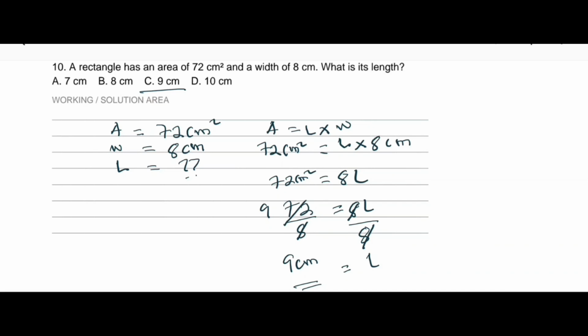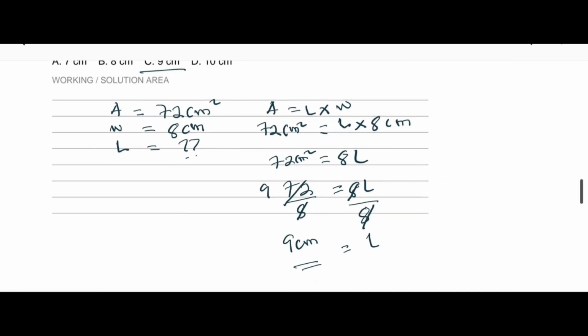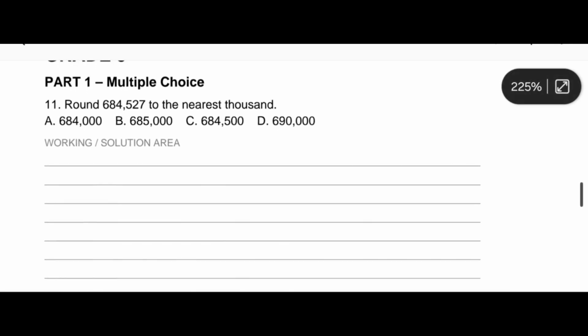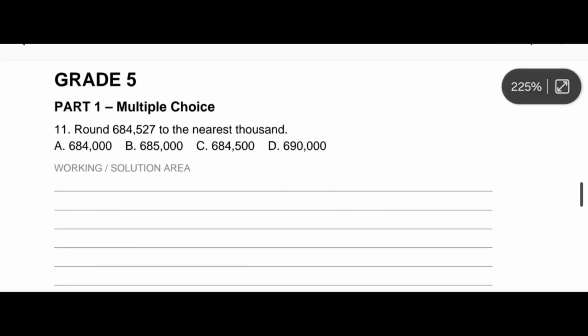Okay, so let's continue. The next question is: round 684,527 to the nearest thousand.